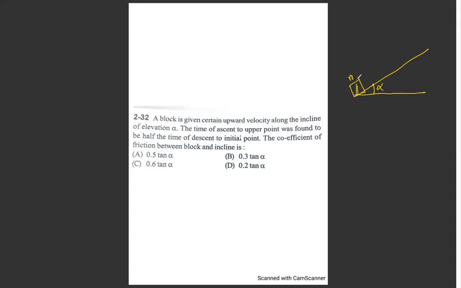So this is your case 1, in which we are projecting a block with some initial velocity, let it be u, and it is running up to some length, let it be s, on a plane whose elevation is given as alpha. As we know, what is the acceleration on an inclined plane if friction is present?